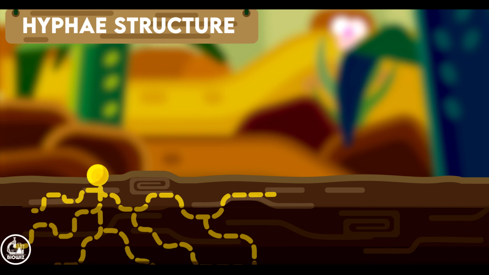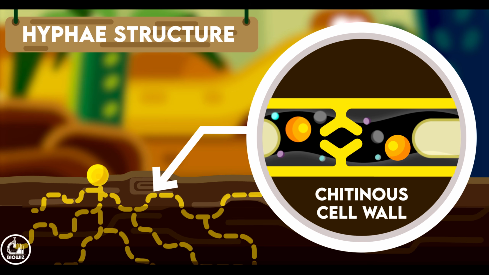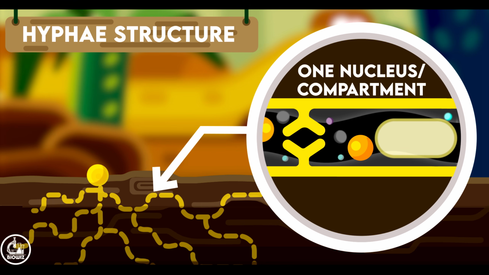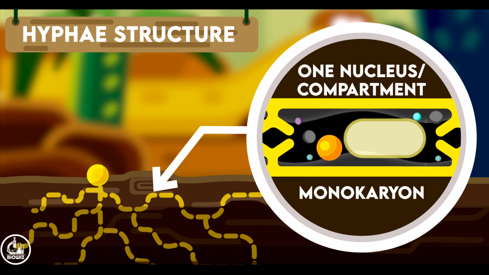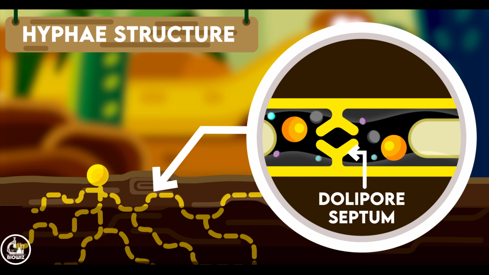Now let's take a closer look at the structure of this hyphae. The outer covering is the cell wall, made up of a polysaccharide called chitin. Unlike simpler and lower groups of fungi, the hyphae of Basidiomycetes have distinct compartments divided by a cross-sectional wall or septum with one nucleus in each compartment, also known as the monokaryotic phase of the life cycle. The presence of a barrel-shaped septum, known as dolipore septum, is a characteristic feature of Basidiomycetes.